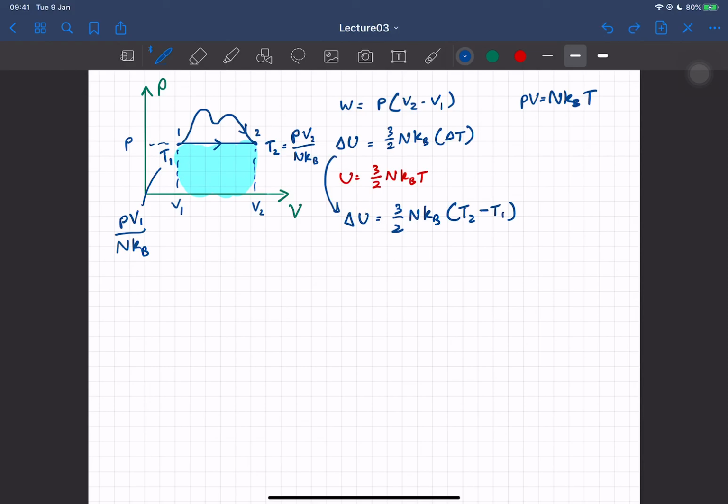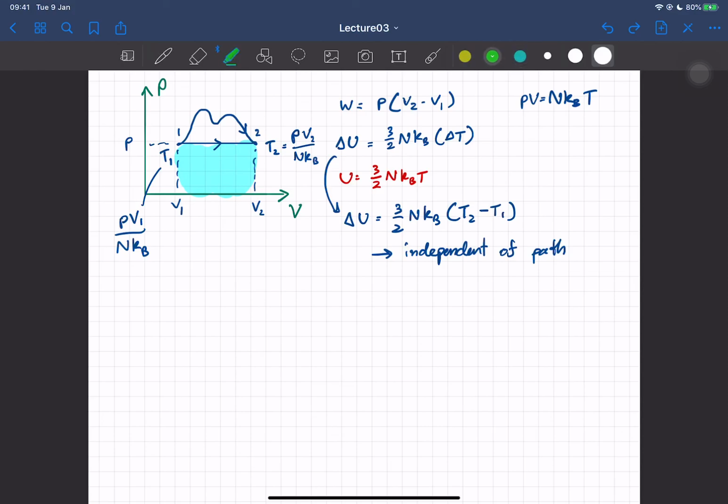And that's very important. And I'm going to write it down here. Delta U is independent of path. So no matter what path you take, as long as you start from 1 and then you end up at 2, you're going to have the same delta U. But what about W? W depends on the path. Because different paths are going to give you different areas under the curve.